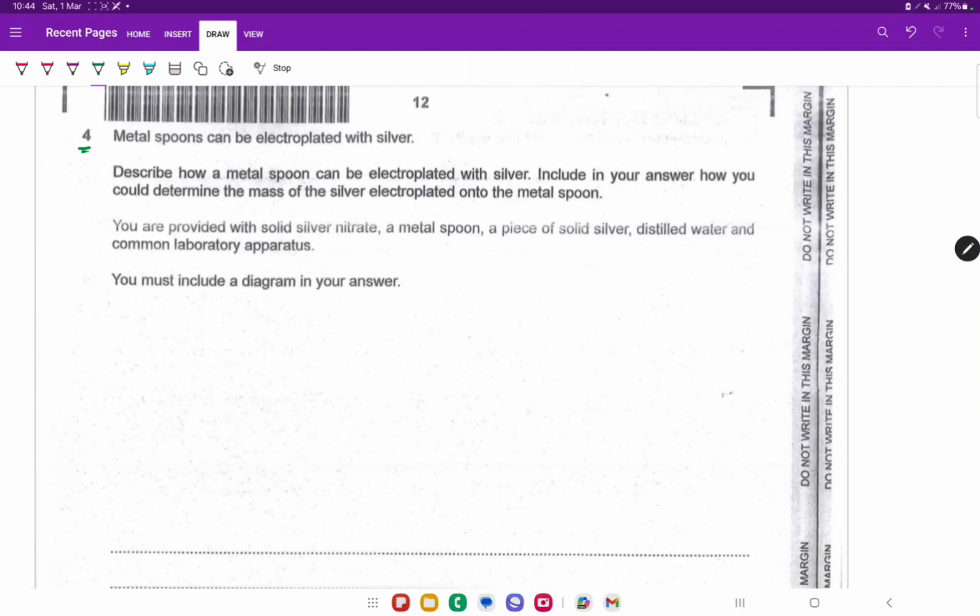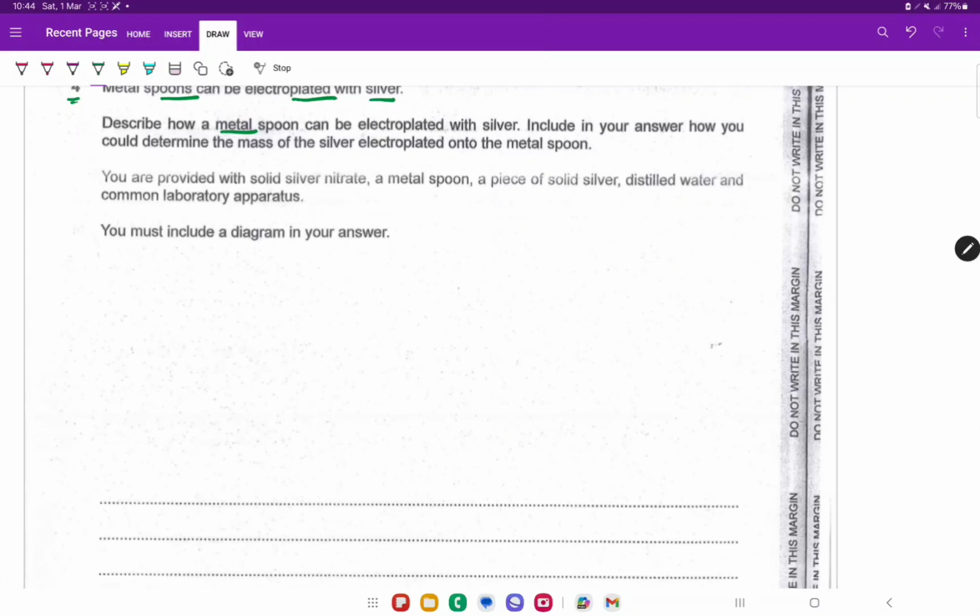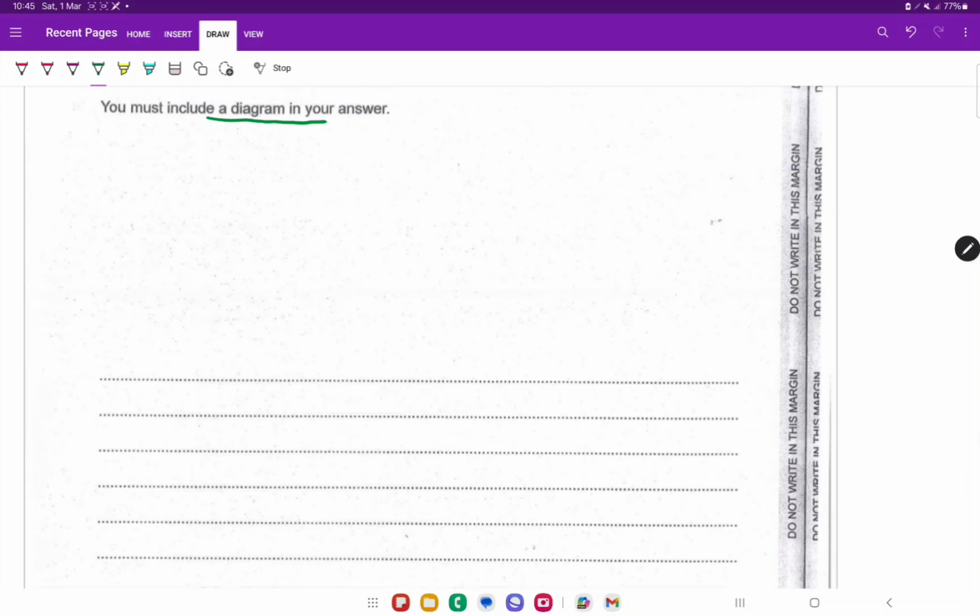Now question 4 says, metal spoons can be electroplated with silver. Describe how a metal spoon can be electroplated with silver. Include your answer: how could you determine the mass of the silver electroplated onto the metal spoon? You are provided with solid silver nitrate, a metal spoon, a piece of solid silver, distilled water, and common laboratory apparatus. Your answer must include a diagram. First, we'll make a diagram for this.